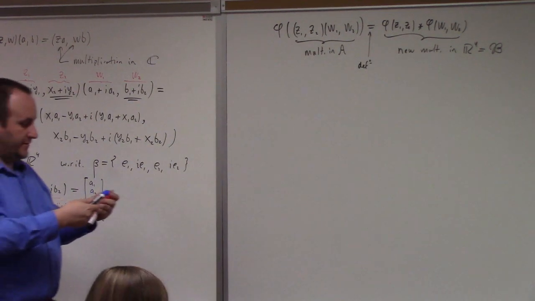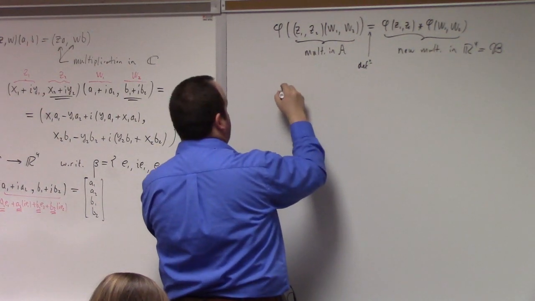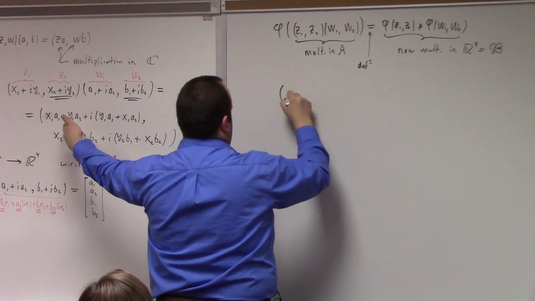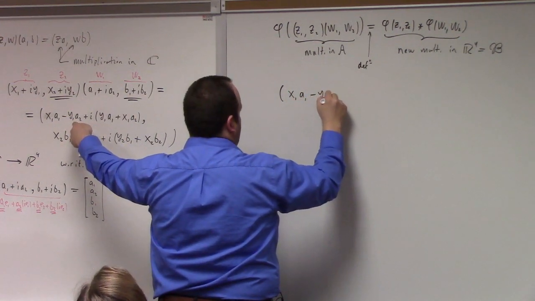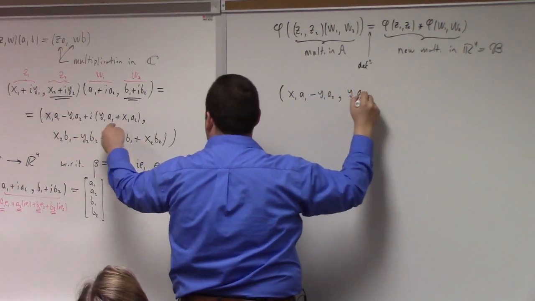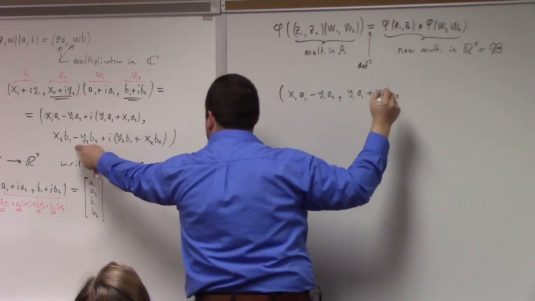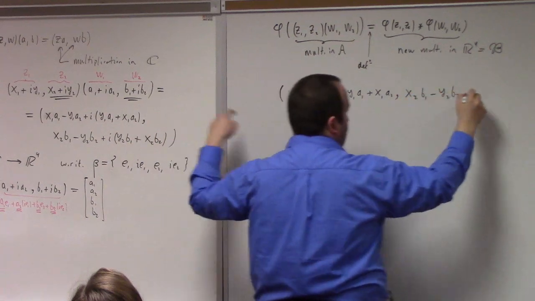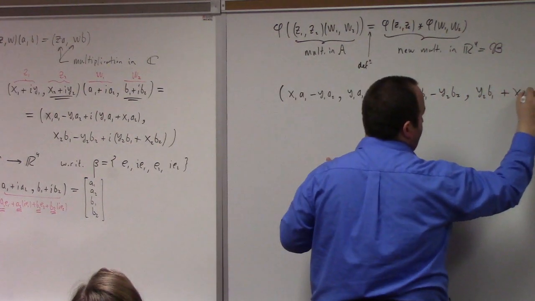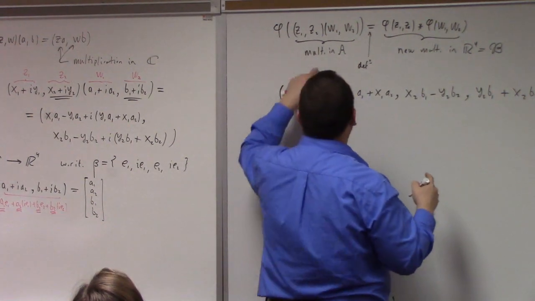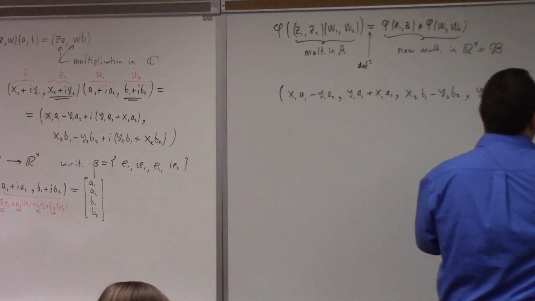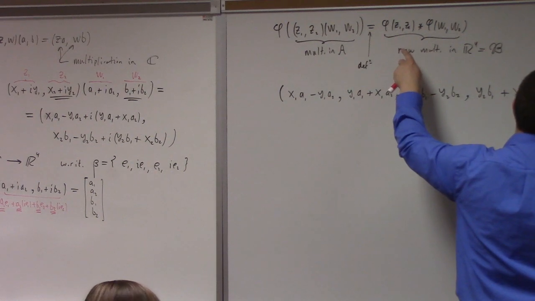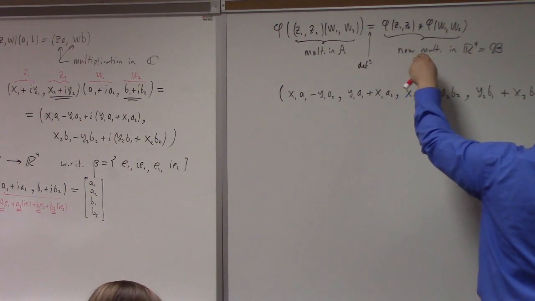All right, so what I have then is the following. I have worked this out right here. It's exactly x1 a1 minus y1 a2, comma, y1 a1 plus x1 a2, comma, x2 b1 minus y2 b2, comma, y2 b1 plus x2 b2. That's the R4 version of the product. And on the other hand, that's supposed to be equal to this, which was (x1, y1, x2, y2) star (a1, a2, b1, b2).